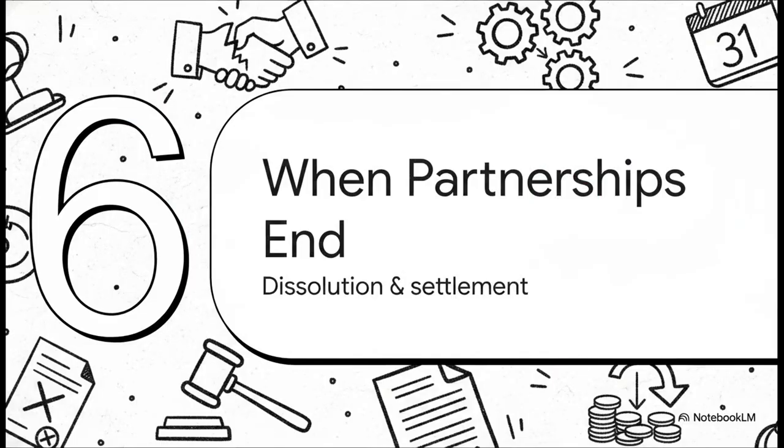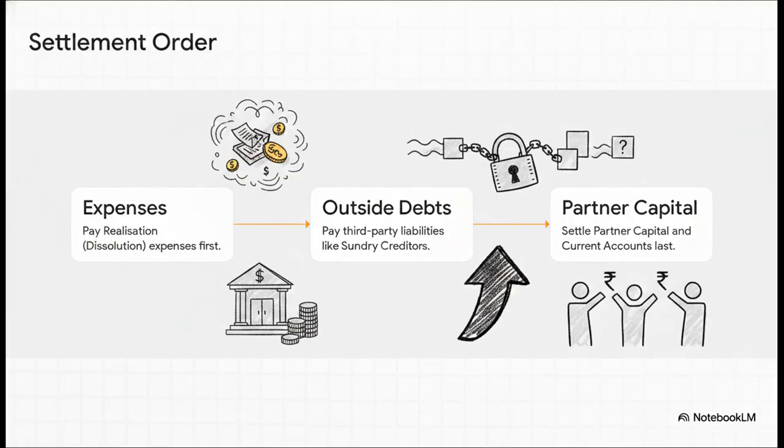Section 6. When partnerships end. Eventually, all things run their course, right? Whether through retirement, a mutual disagreement, or a court order, partnerships end. The firm is dissolved, and the final score has to be settled. But when the firm dissolves and all the assets are sold off, or realized, partners cannot just grab that cash and run. Section 48 of the Act dictates a really strict order of operations.